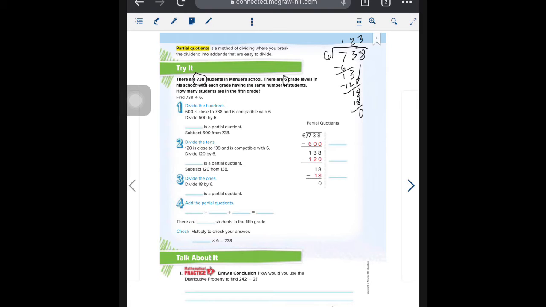Now this kind of blows some people's minds, but just work with me here. We're right here on number 1. Divide the hundreds. So 600 is pretty close to 738, and we're looking for something that's compatible with 6. So divide 600 by 6. So they didn't do all this work. They just looked at that first place value of hundreds and decided that 6 is closer to 600. So they said that 100 is a partial quotient, which is a partial answer.